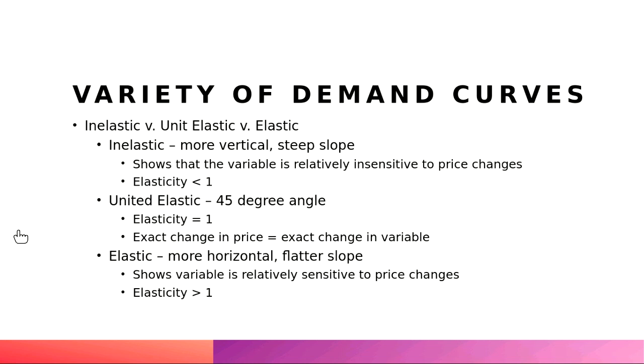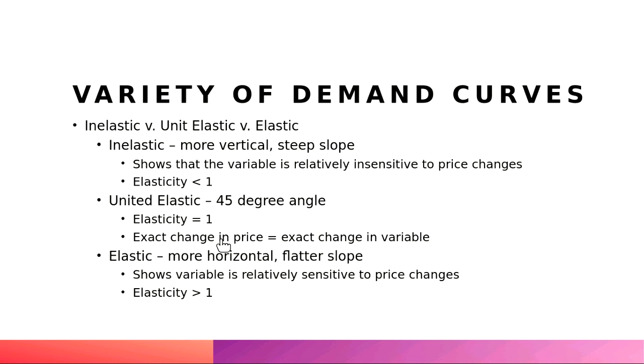Unit elastic, sorry, not United Elastic. Unit elastic, this is going to be the perfect 45-degree angle, and the elasticity comes out exactly to 1. And what this means is an exact change in price equals an exact change in variable. So, for example, if price increases by 5%, it means your quantity demanded goes down by 5%. That's why it's the 45-degree angle.